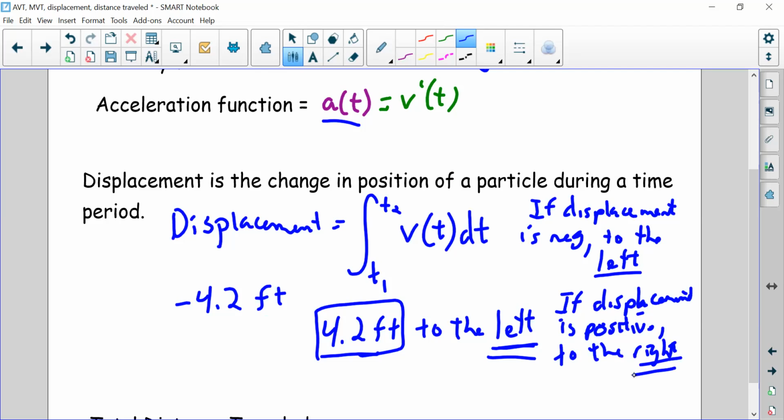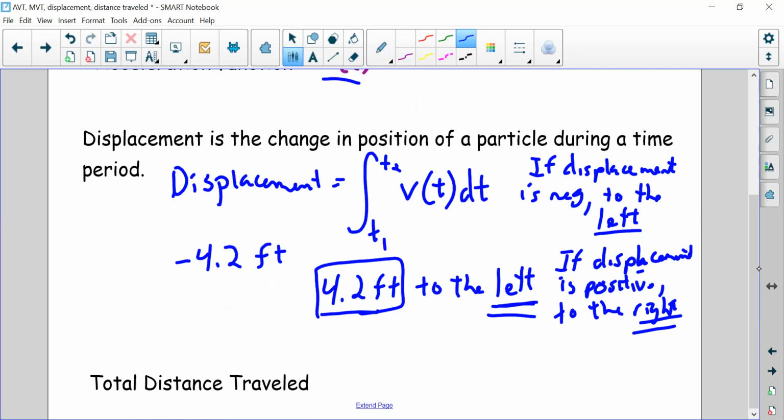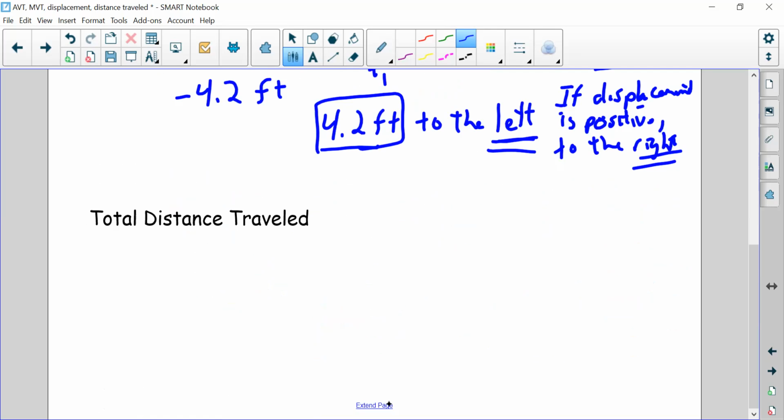Okay, so that's all we're going to do on displacement. So very basics. T1 and T2 are initial. T1 is my initial time, T2 is my ending time. Time 1, time 2. Beginning time and ending time. All right, distance traveled. My distance traveled, I'm not looking at positive or negative.